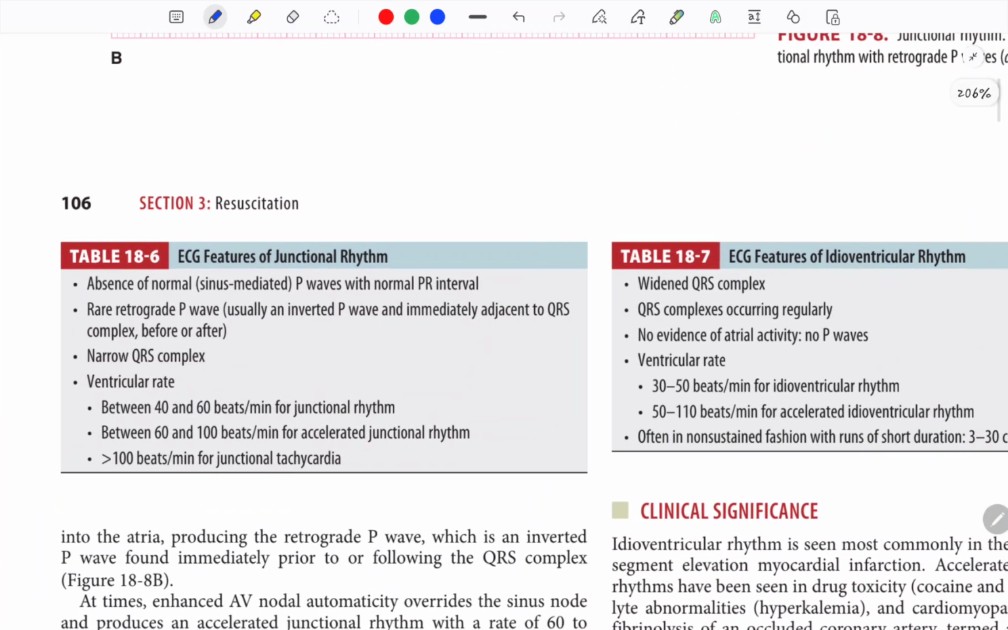What are the ECG features of junctional rhythm? So we see bradycardia. A pulse between 40 to 60 is required for junctional bradycardia. If the pulse is between 60 to 100, it is accelerated junctional rhythm. More than 100 is junctional tachycardia. So we will not see normal P waves in junctional rhythm. We can rarely see some retrograde P waves, and there will be a narrow QRS complex.